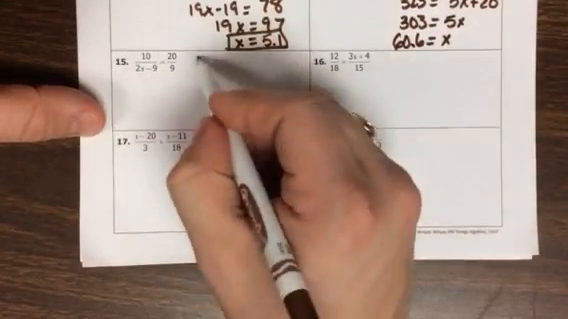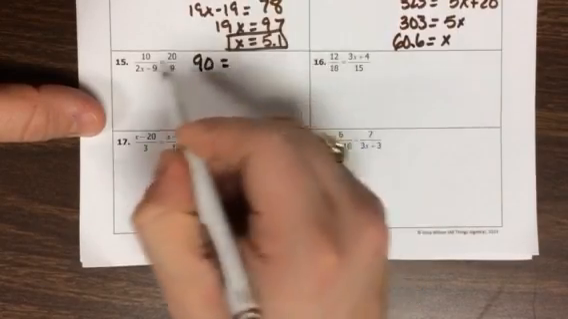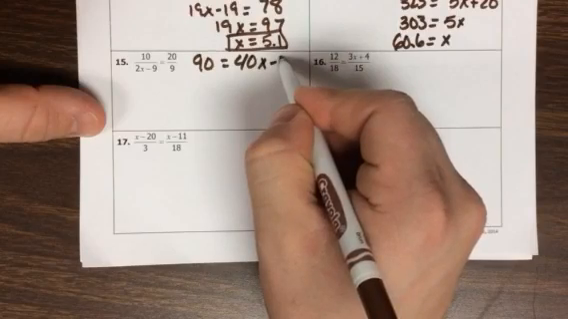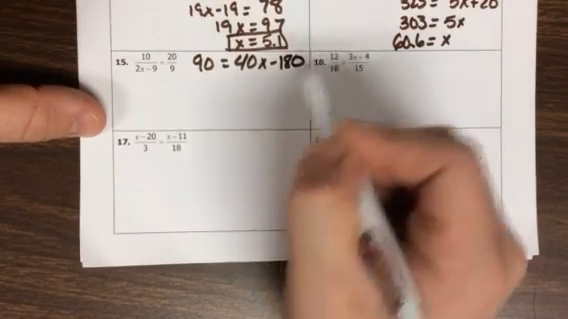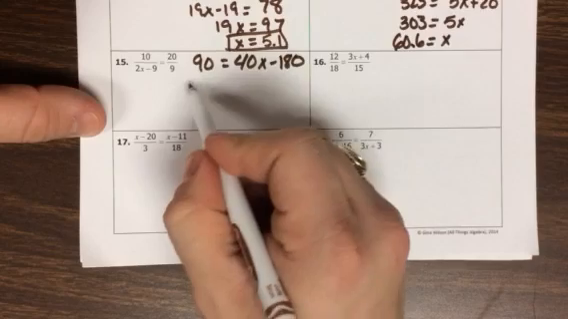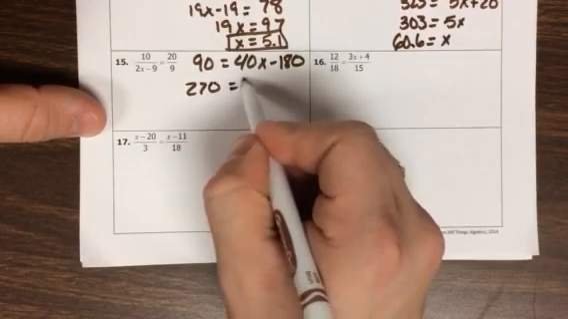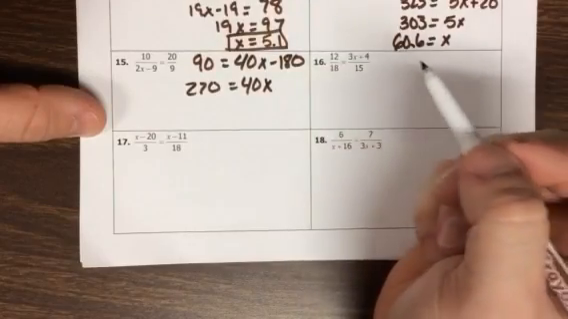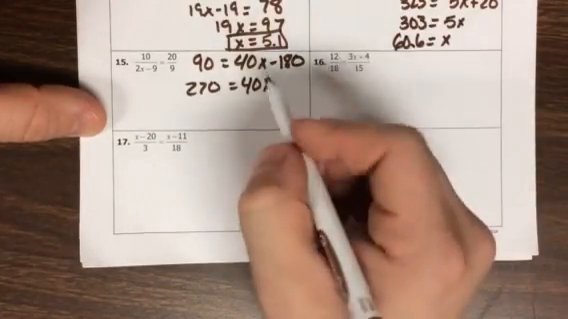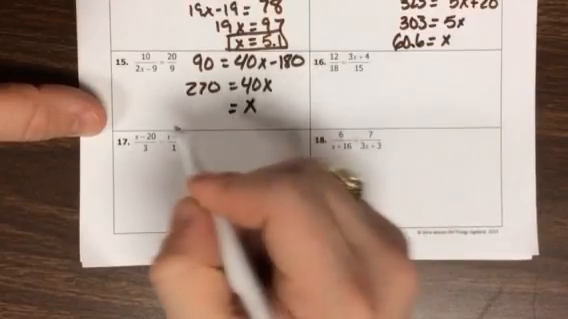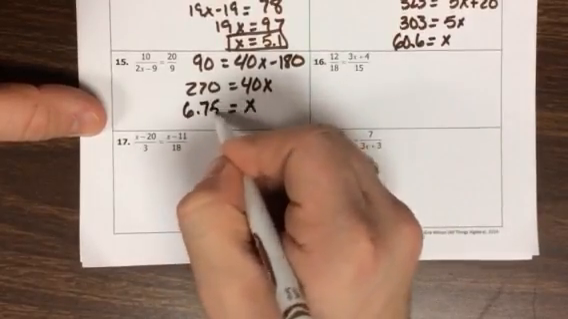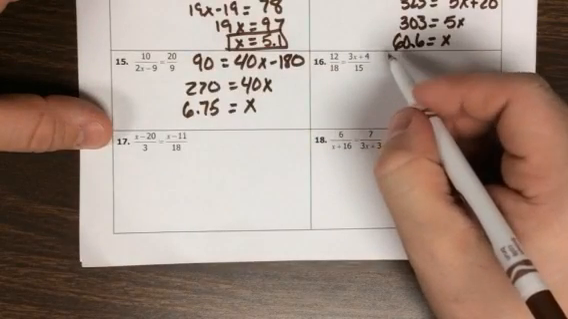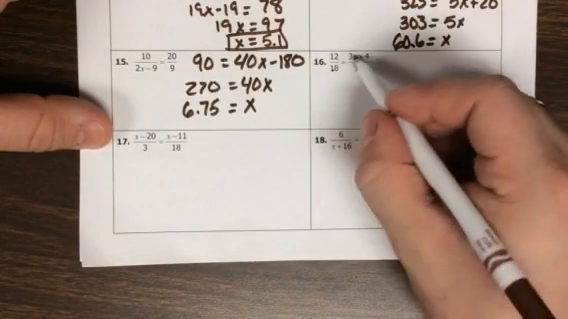Okay. Looking down at number 15. Again, we're cross multiplying. We're going to say that 90 equals 40x minus 180. So 270 equals 40x, or x equals 6.75.